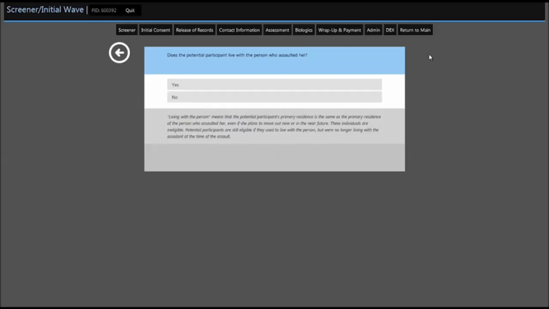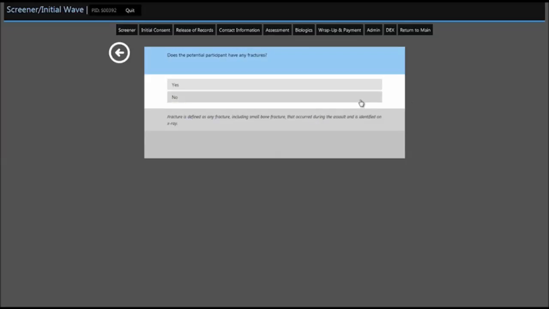Does the potential participant live with the person who assaulted her? So this question, the way we've defined living with the person is that they have to be not currently living with the person who assaulted them. So if they used to live with them but they don't anymore, that's okay. However, if they are currently living with the person, even if they say, oh, but I'm going to move out, this is considered currently living with, and so the person would be ineligible. For this case, we'll say that they do not live with their assailant.